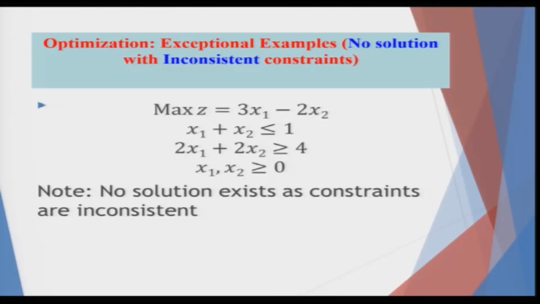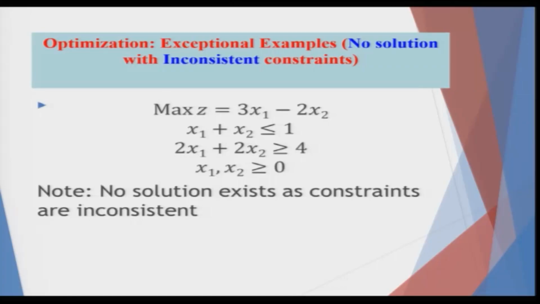The fourth type, which is an exceptional example, is no solution with inconsistent constraints. So, what is the problem? Problem means what is the objective function? You maximize 3 x 1 minus 2 x 2, all these are maximization problems. I am repeating it time and again because you are only considering the problems where x 1 is greater than 0, x 2 is greater than 0 as per the assumptions.